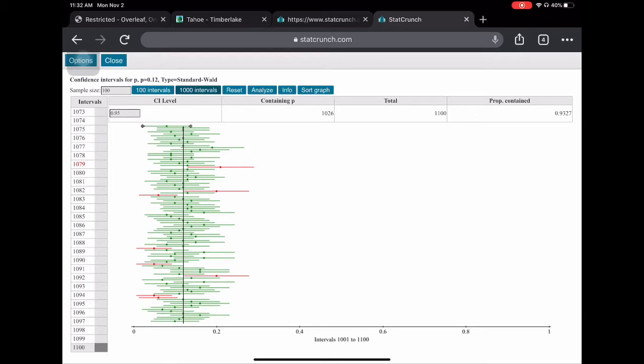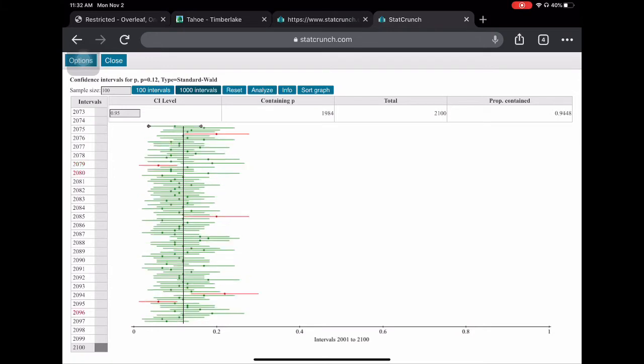Well, with 1,000 intervals, at this top bar, you see 0.95. There were 1,026 that contained P out of a total of 1,100, which means that we captured 93% of the population proportion. So the 95% does not guarantee that we're going to capture the population proportion. It's just on average what we estimate.